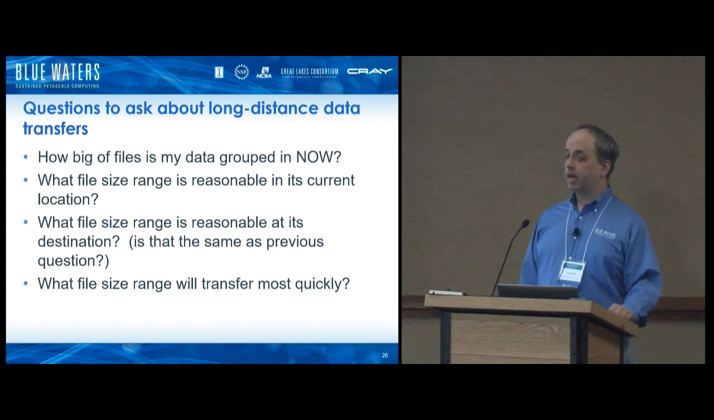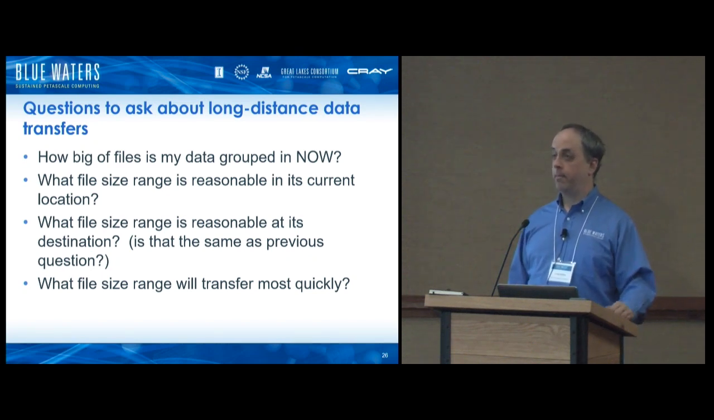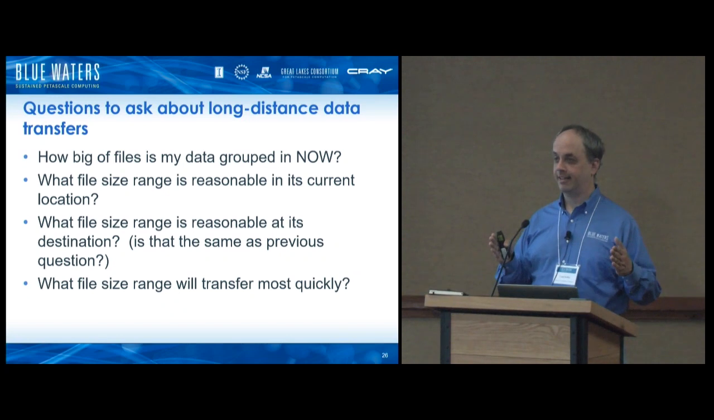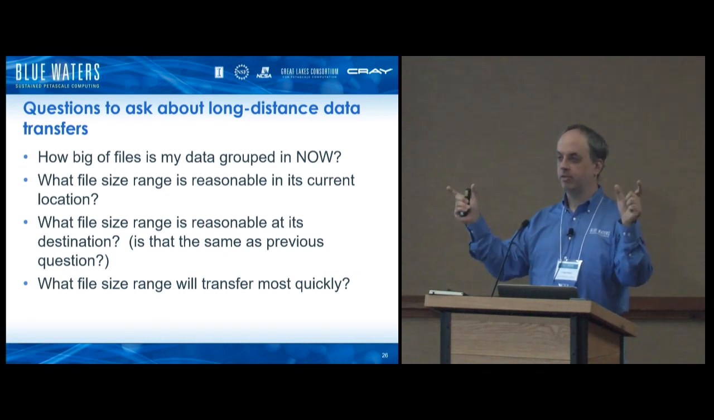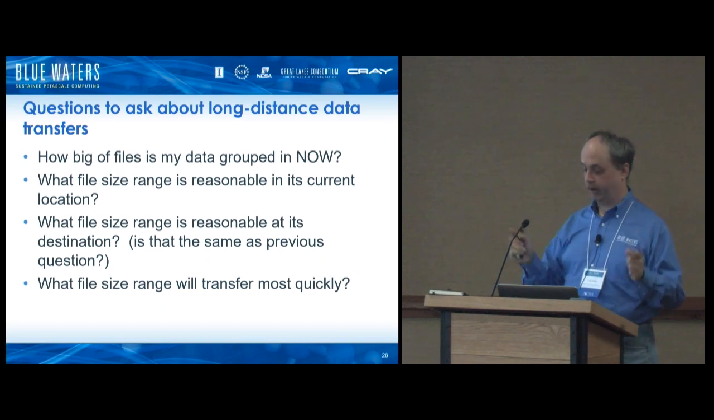And what file size range will transfer more quickly? That's mostly bigger is better, but that's not absolutely universally true. I know there was a point where bigger was better, but anything over 2 terabytes would not fit in cache and would require a tape drive to be mounted on both ends at the same time, and all of a sudden that was horribly slow. It took us a while to figure out why that was.